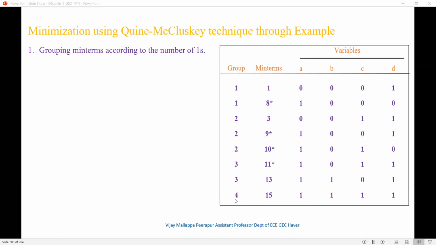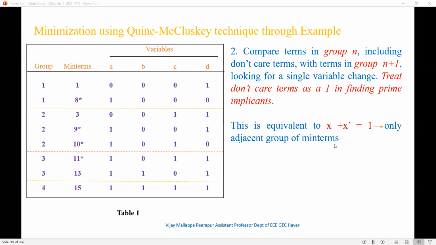Once we do this, next you compare group n with group n plus 1. And how do you compare? You look for logical adjacency. When I say logical adjacency, only one variable changes between the minterms, right? So here, in group 1, which are the minterms we have? 1 and 8. In group 2, which are the minterms we have? 3, 9, and 10. Now you need to compare group 1 minterms with the group 2 minterms.